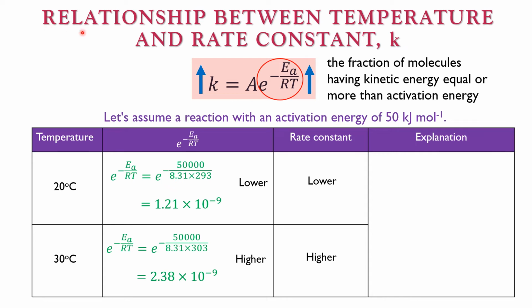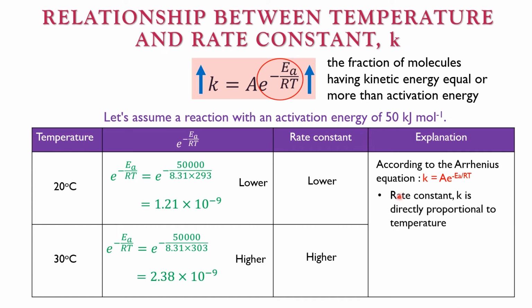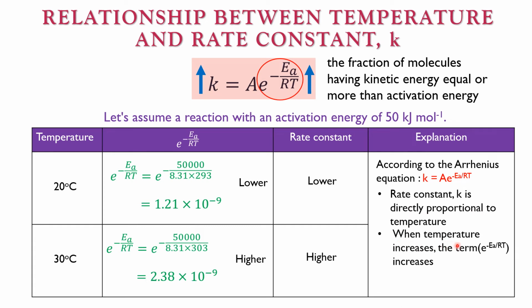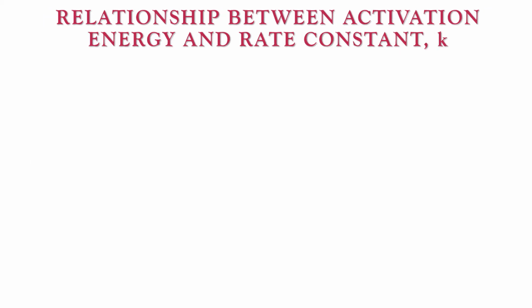So the relationship between temperature and rate constant K can be explained like this. According to the Arrhenius equation, this one, rate constant K is directly proportional to temperature. When temperature increases, the term exponent negative EA over RT increases. Therefore, rate constant also increases.